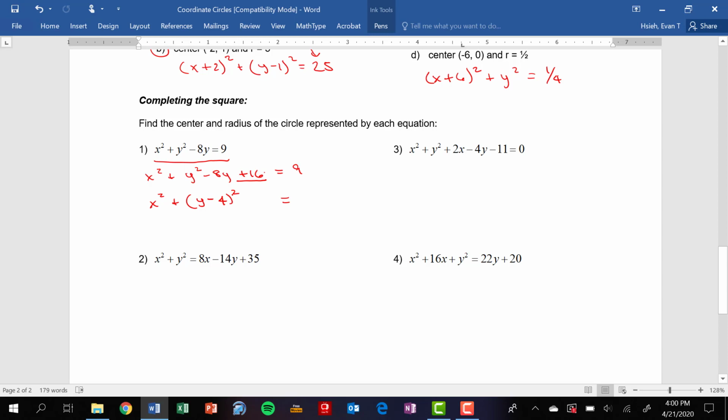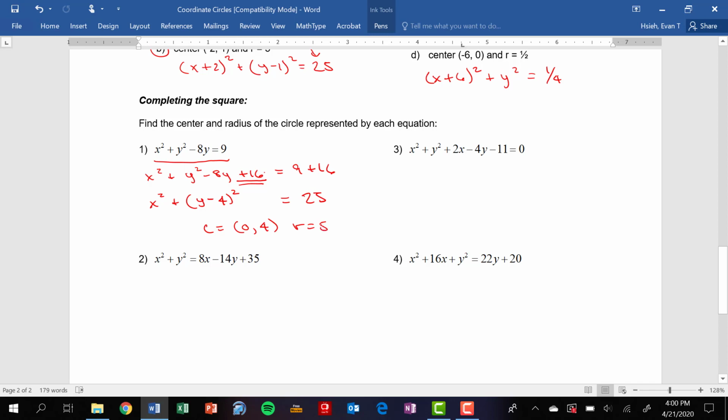Because I added 16 to the left side of the equation, I still need to balance the equation. So I'm going to add 16 to the right side of the equation, and I get 25 here, and I'm done. I know that my center is going to be at (0, 4), and my radius will be 5.